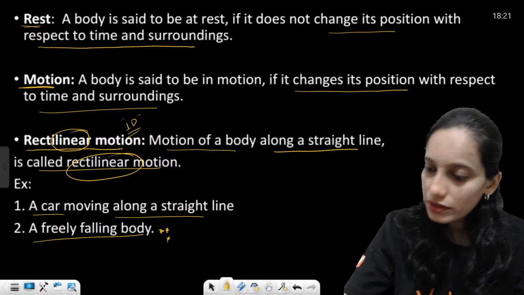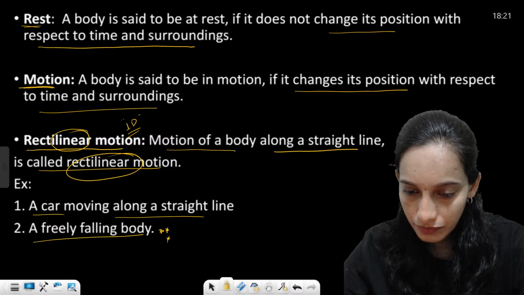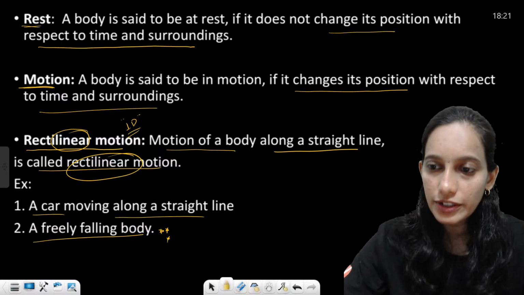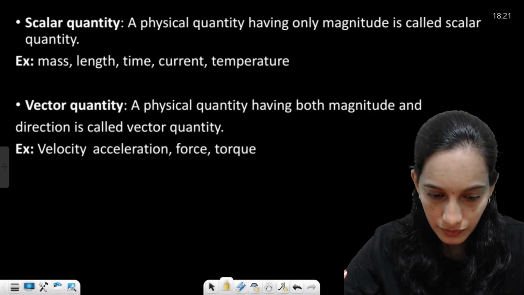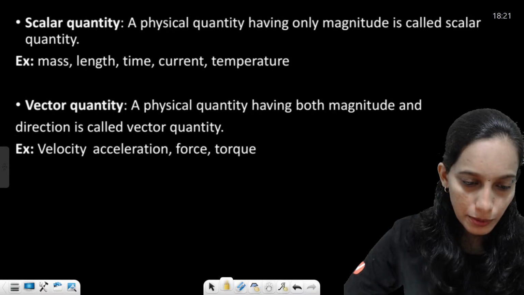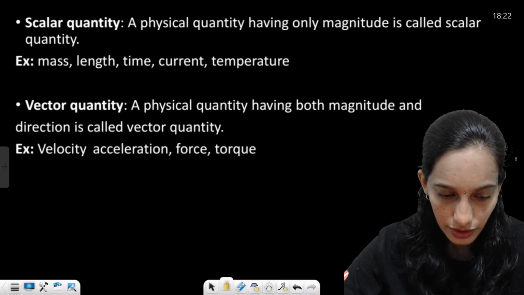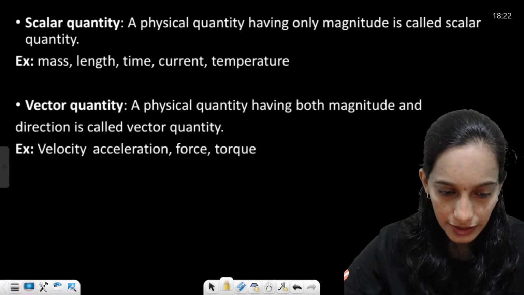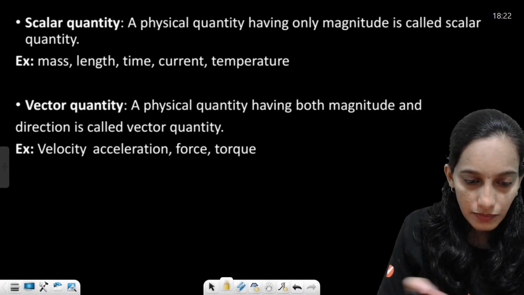Just give me a thumbs up or respond to me in the chat box that you're following and have understood till here. These are all very basic definitions. I'm just waiting for your response in the chat box. If you understood, just give me a thumbs up, or you can like the video as well.